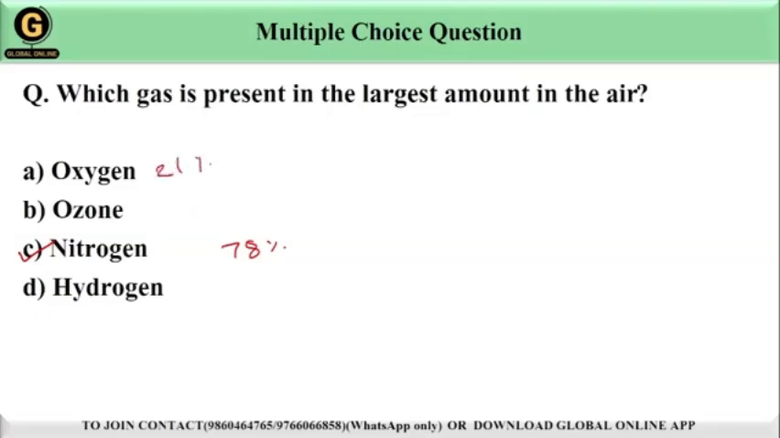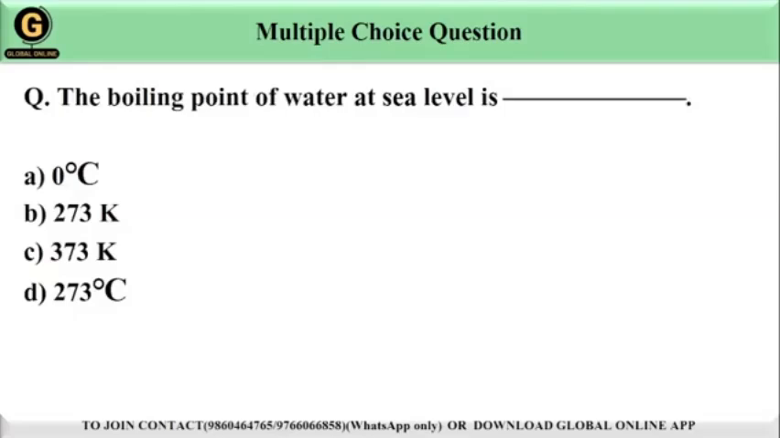Let's move to the next question. The boiling point of water at sea level is dash dash. We have options here. Option A, 0 degrees Celsius. Option B, 273 Kelvin. Option C, 373 Kelvin. And option D, 273 degrees Celsius. The correct answer is option C, 373 Kelvin, because at sea level, the boiling point of water is 373 Kelvin, which is equivalent to 100 degrees Celsius. This temperature is reached when water transitions from a liquid to a gas at a standard atmospheric pressure. So the correct answer is option C, 373 Kelvin.